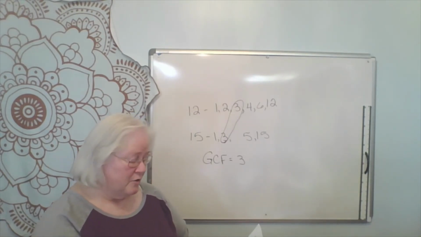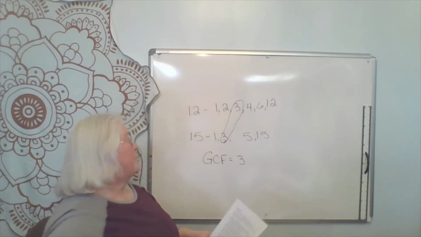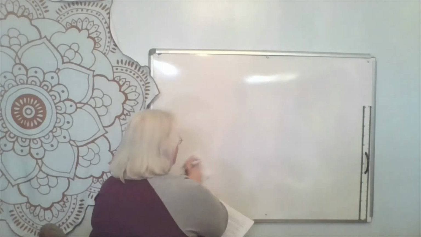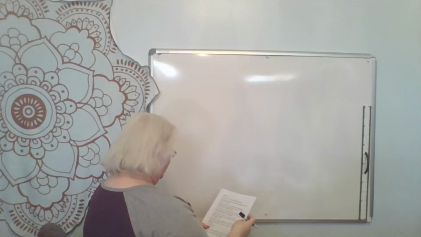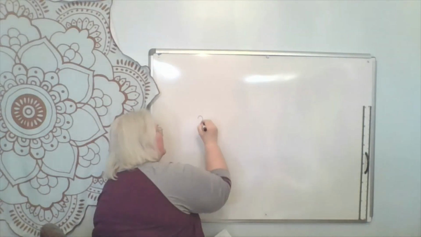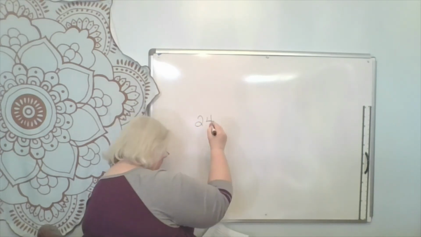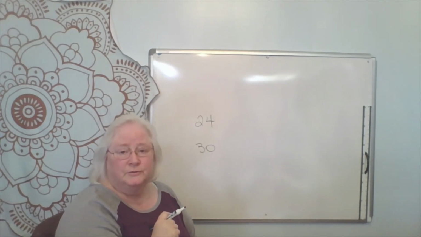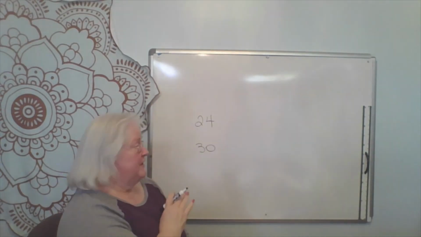Okay, so let's try another one. Let's look at the numbers 24 and 30. Okay, so let's do the factors of these two numbers.